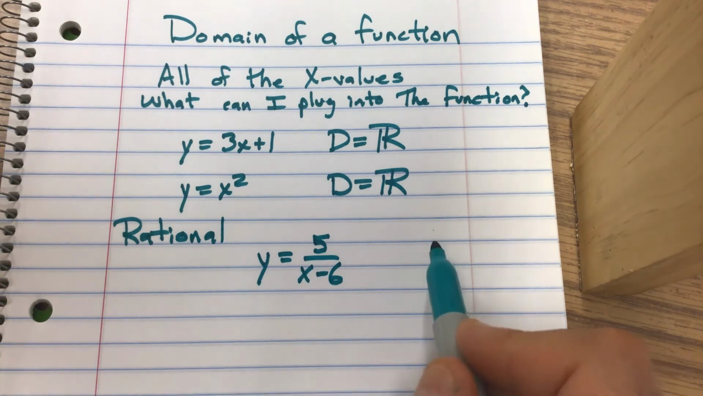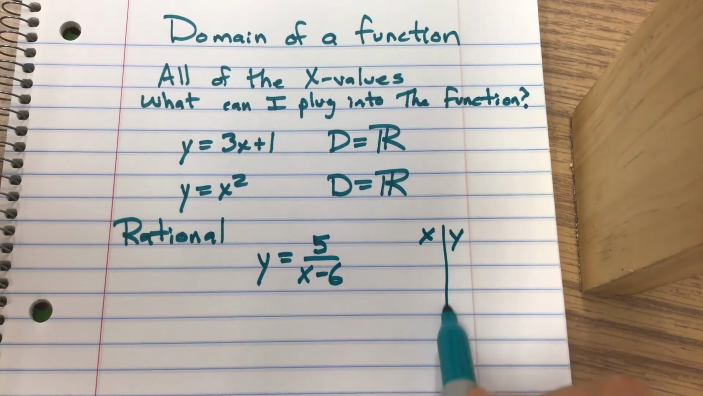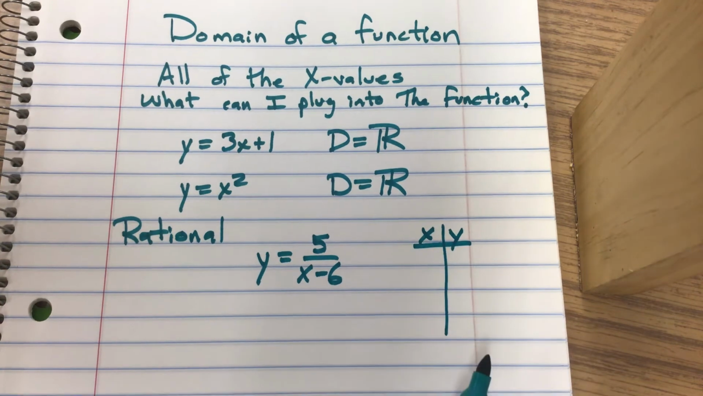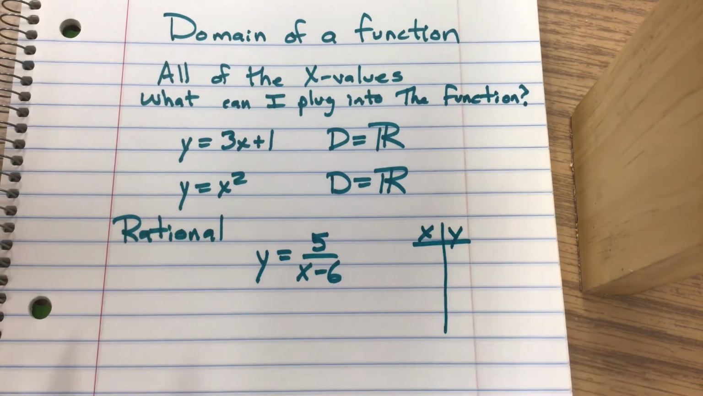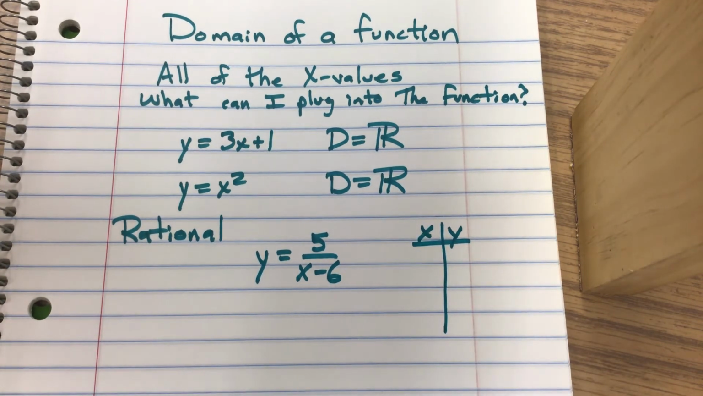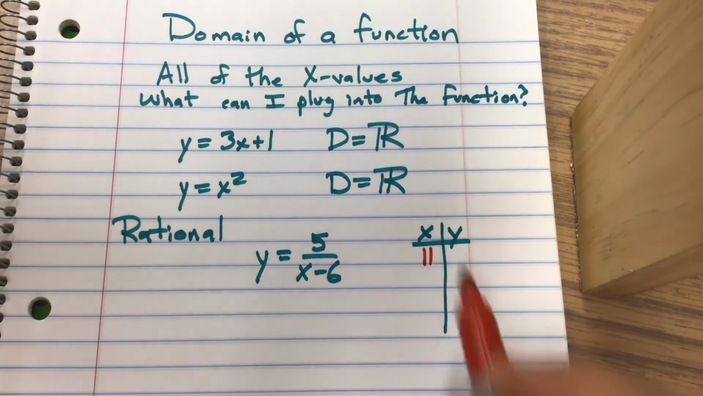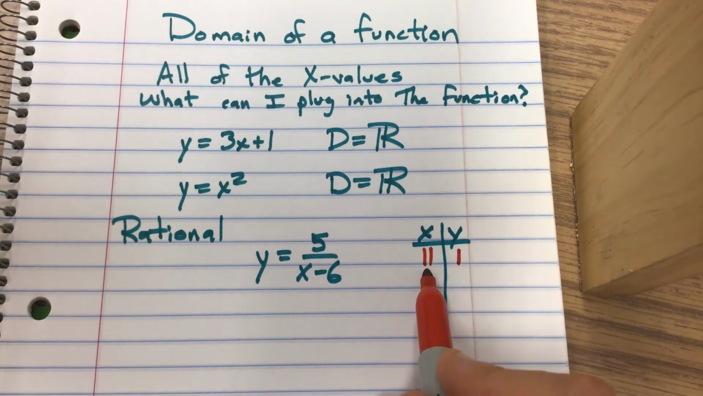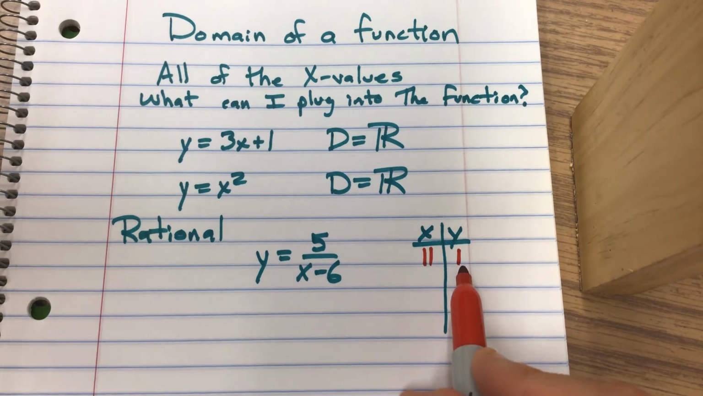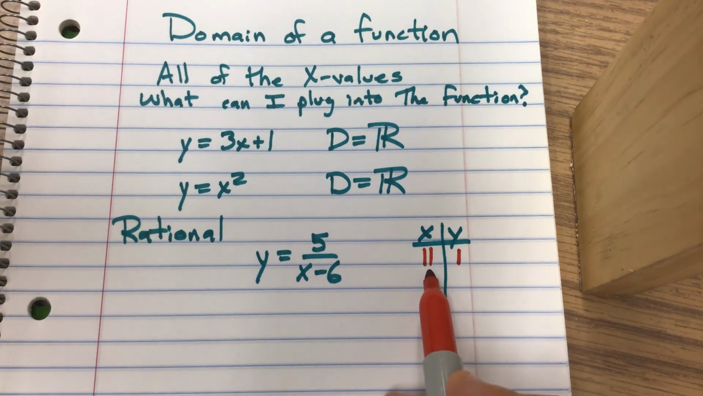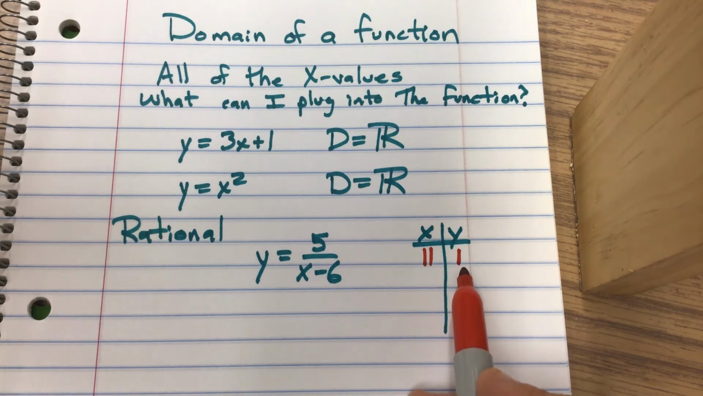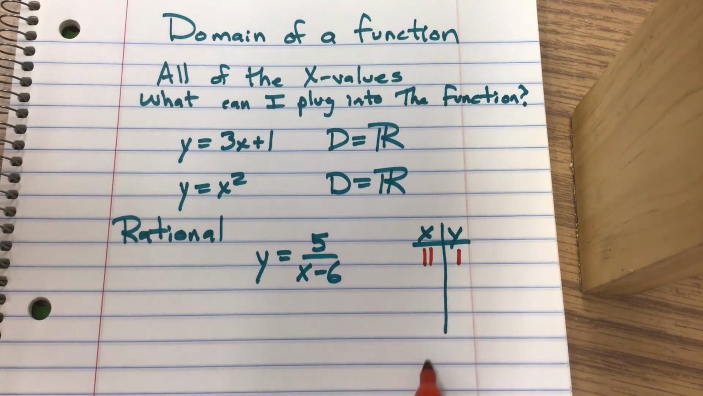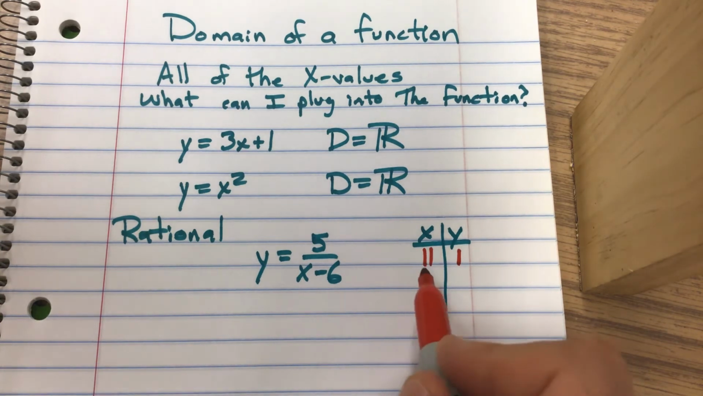So again, you're asking yourself, if you're making one of these tables, what can I plug in for x? So for example, you could plug in, let me switch colors here, you could plug in 11. So when you plug in 11, you get 11 minus 6, which is 5, and 5 divided by 5 is 1. So your input is 11, your output is 1. 11 is part of your domain, 1 is part of your range. The domain is all the values that you can list. So you can plug in anything you want.